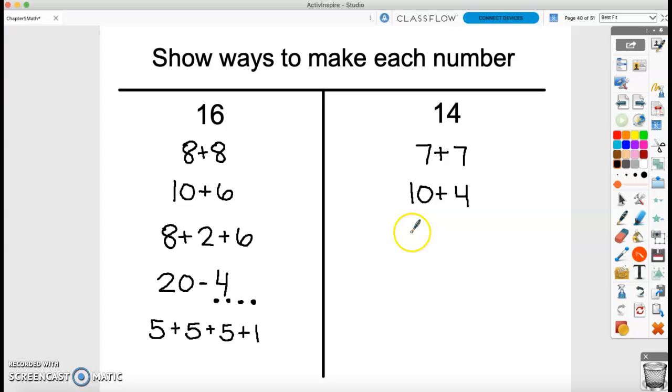Let's start with 4 plus 5. Well, I know 4 plus 4 is 8, plus 1 more is 9, so I'm at 9, and now I need to get to 14. Plus, so we're at 9, 10, 11, 12, 13, 14. 1, 2, 3, 4, 5.